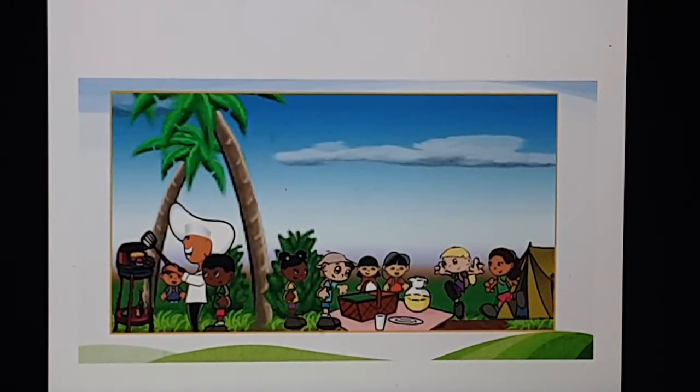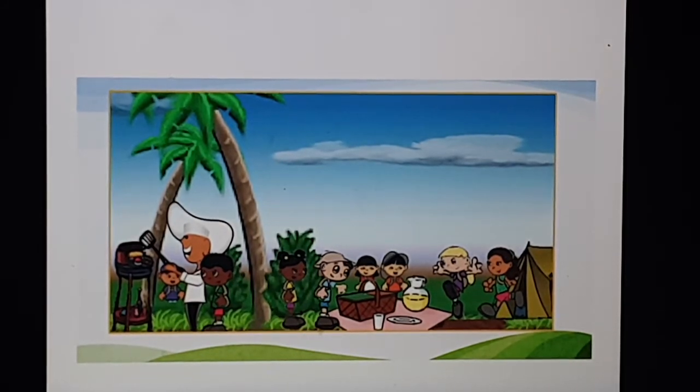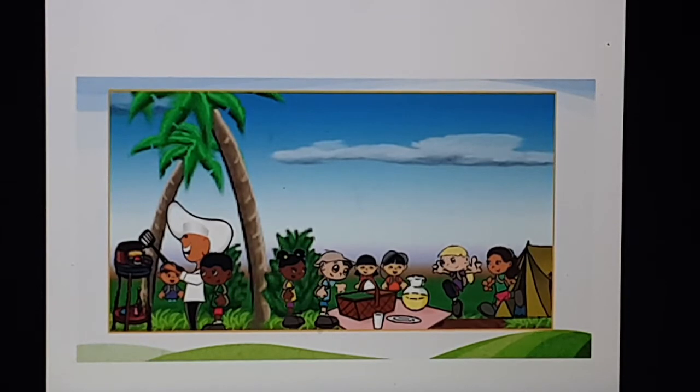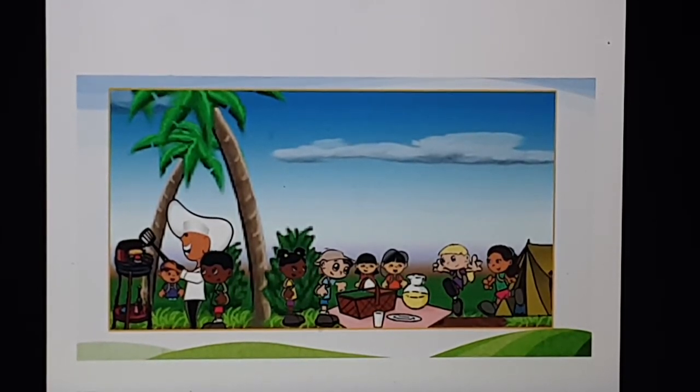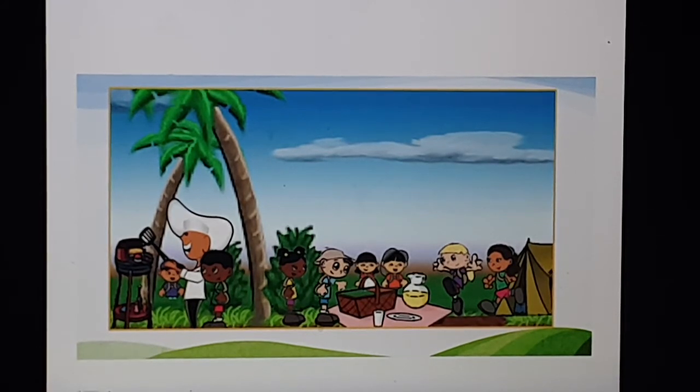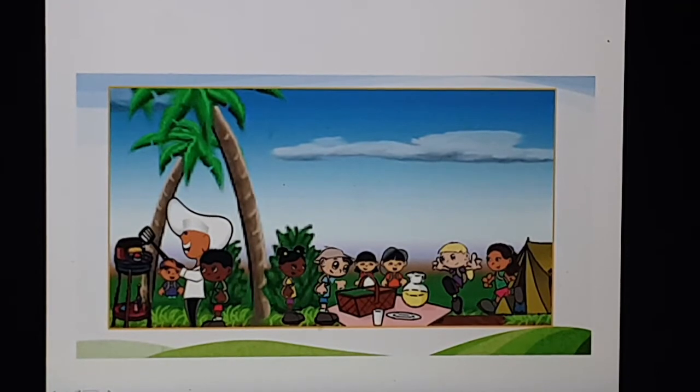Imagine all these things and observe each and everything. There is an adult also. Apart from children, there is one more person. What is he doing? What are the children doing? What have they laid on the ground? What are they taking out of that basket? So you have to observe everything keenly.